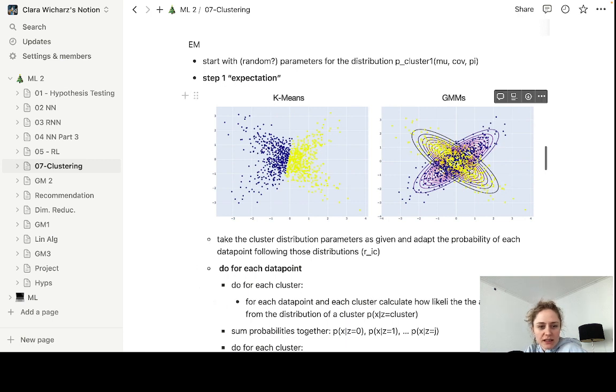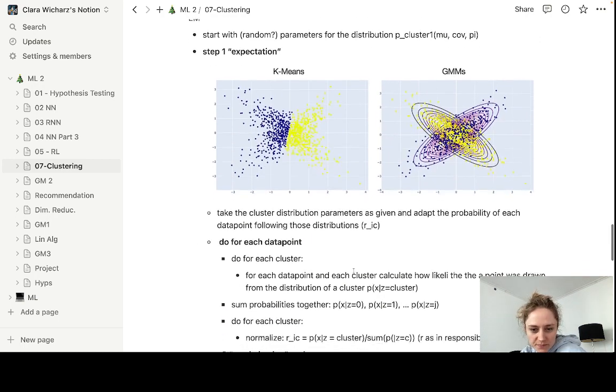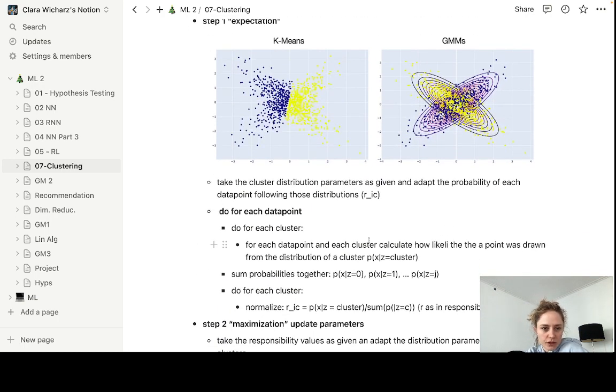And so we randomly give these parameters. So we choose the hyperparameter again. We want two clusters, and then we initialize for both clusters random values for mu and for the covariance matrix. And now we have our parameters. So this was the very beginning, and now we get to the first step, the expectation step.